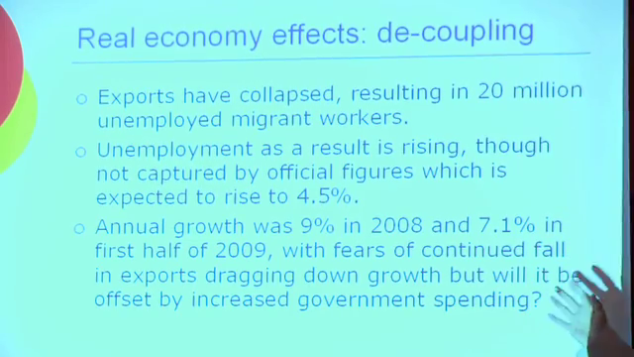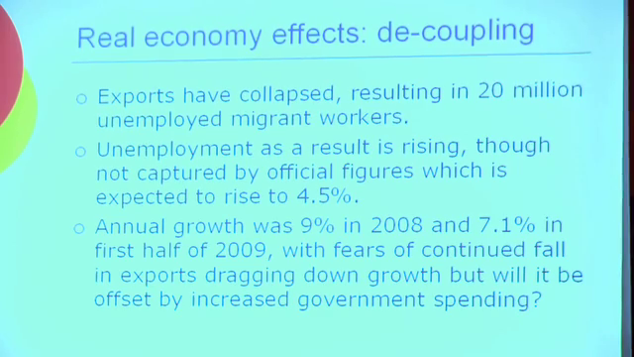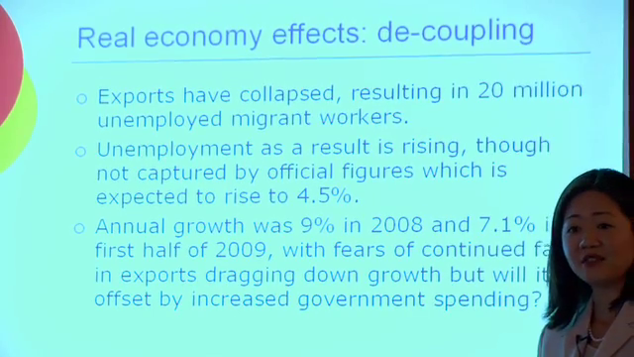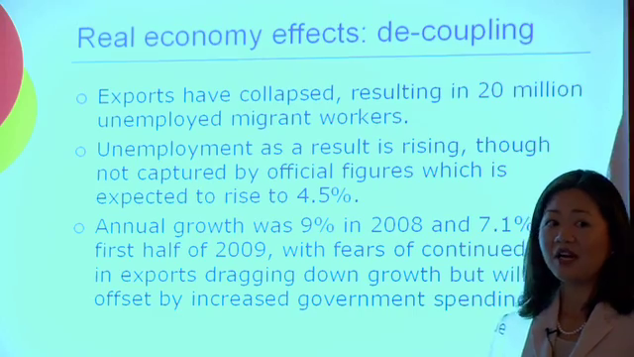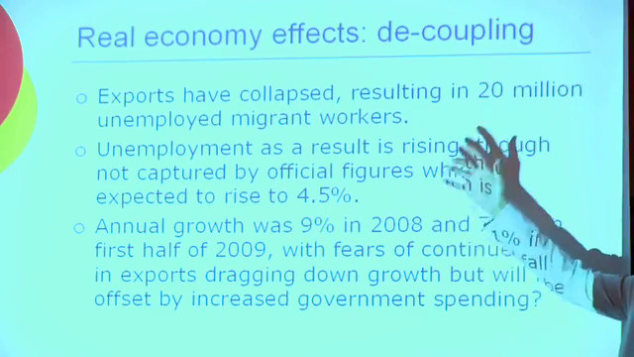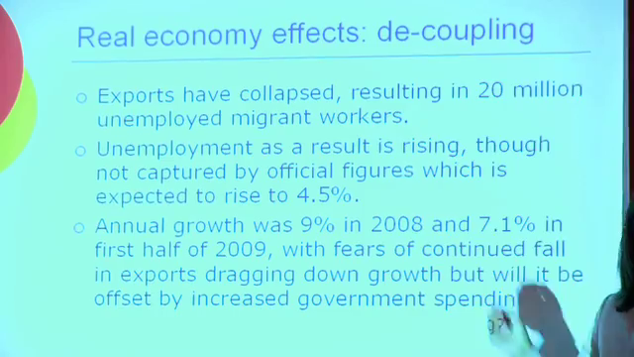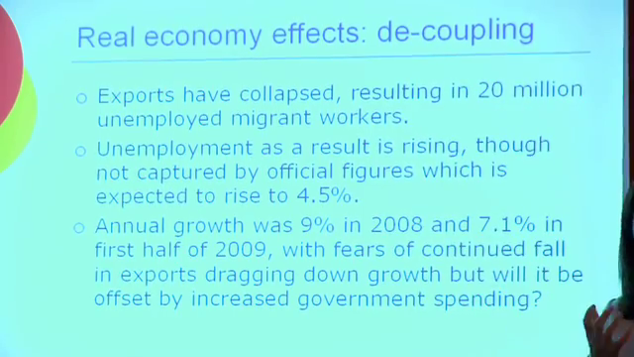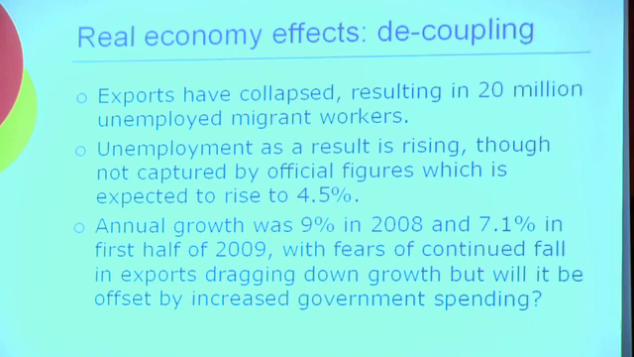The main effect for China is certainly on the real economy side. Exports have collapsed with an estimated 20 million migrant workers who have lost their jobs. Unemployment is rising, but it's not captured by official statistics, which show that unemployment will only rise to about 4.5% this year, which is not accurate because unemployment figures in China don't capture migrant workers. It's only of urban residents.